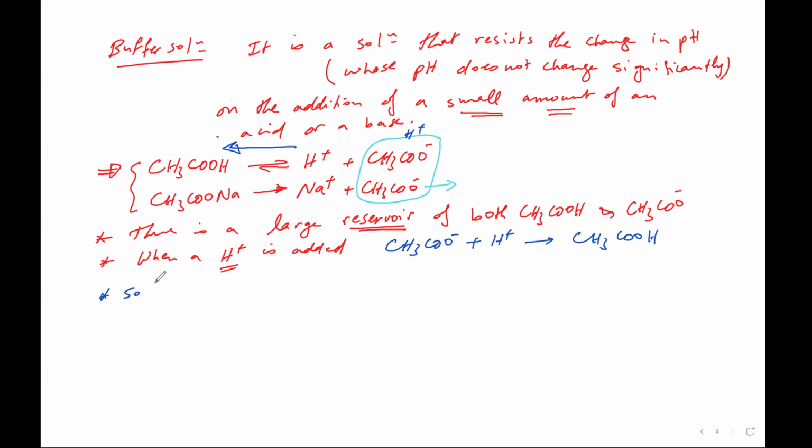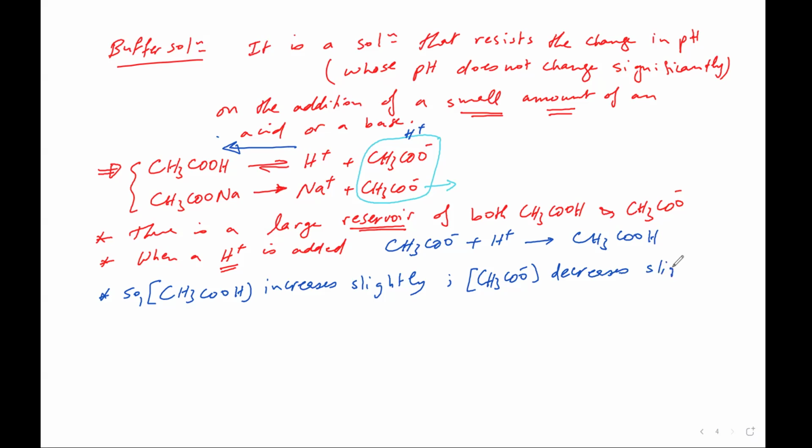So the concentration of ethanoic acid increases slightly, whereas the concentration of the ethanoate ion decreases slightly because it reacted with the acid. And so the ratio between the concentration of the acid to the concentration of the salt, or the conjugate base, changes slightly.